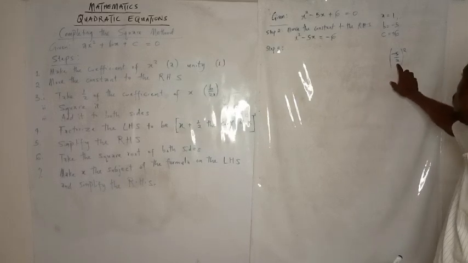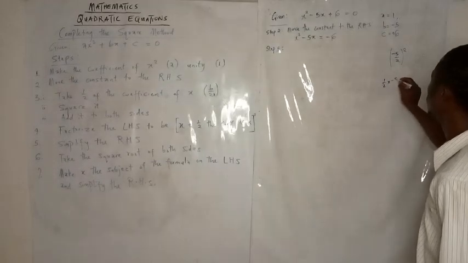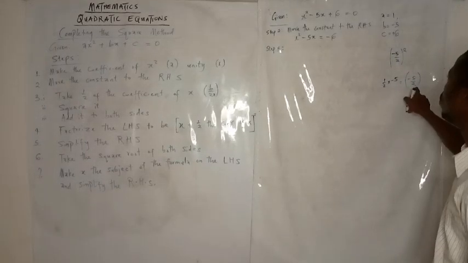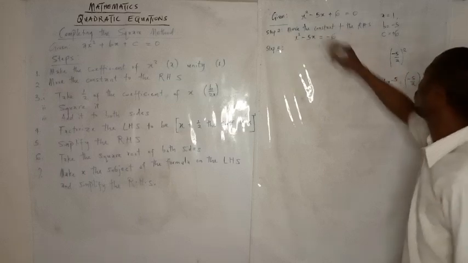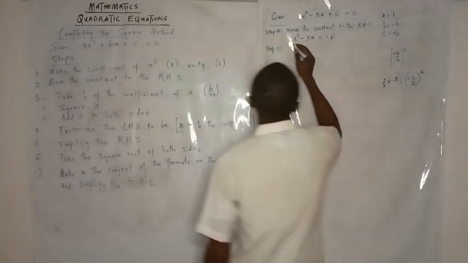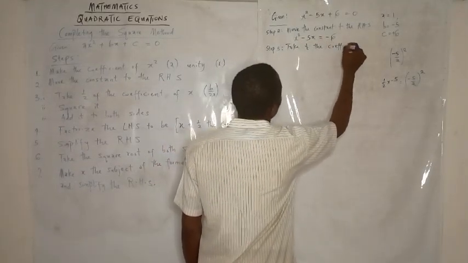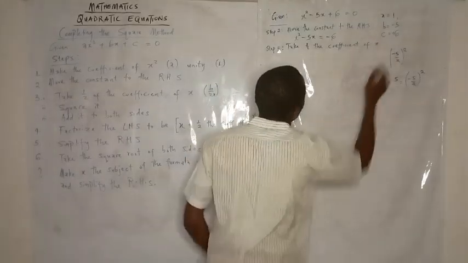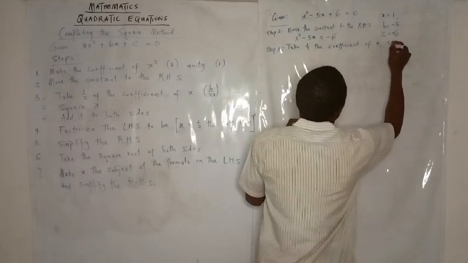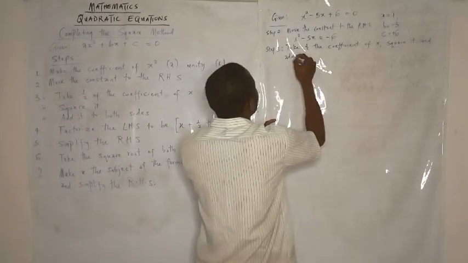We need to use it like this. So this is half of the coefficient of x. Half times the coefficient of x, which is -5, will give us -5/2. That's half of the coefficient of x. In this question, we'll square it and we'll add it to both sides. So let me write it. Take half the coefficient of x, and then we square it and add it to both sides.